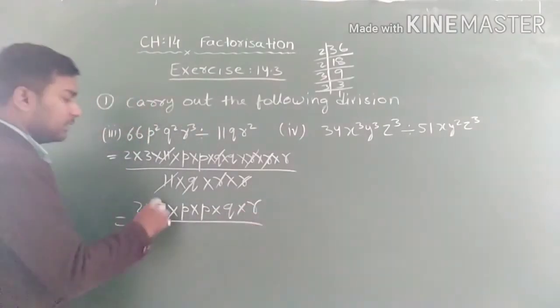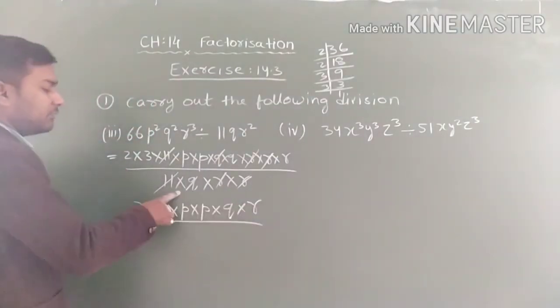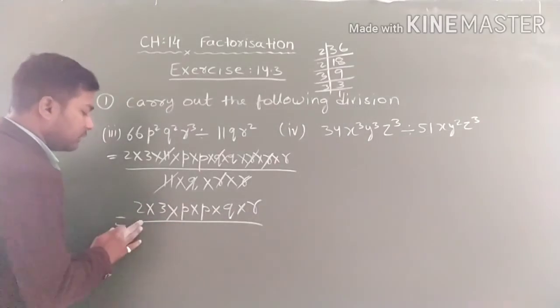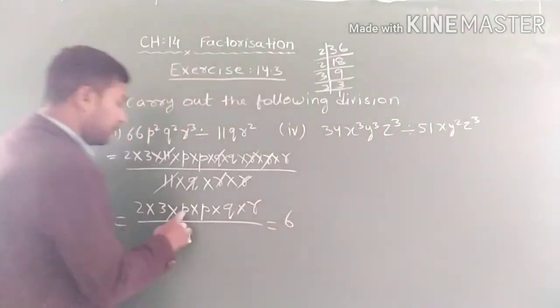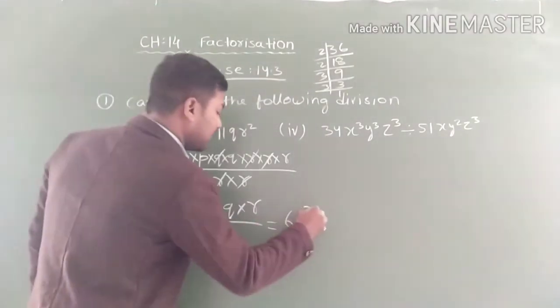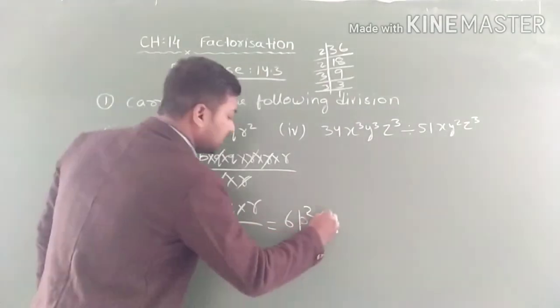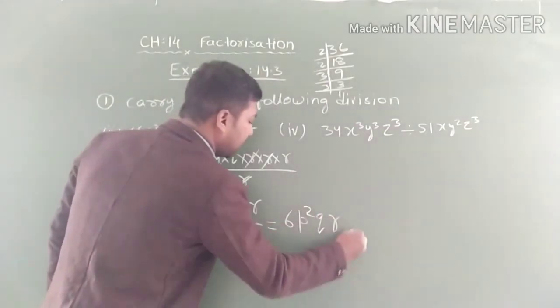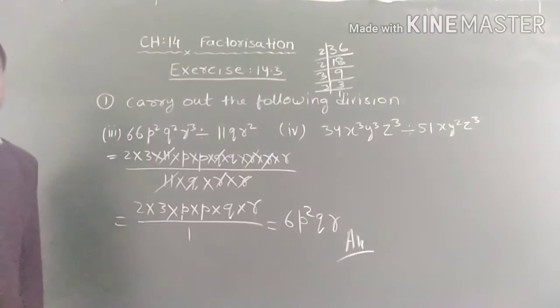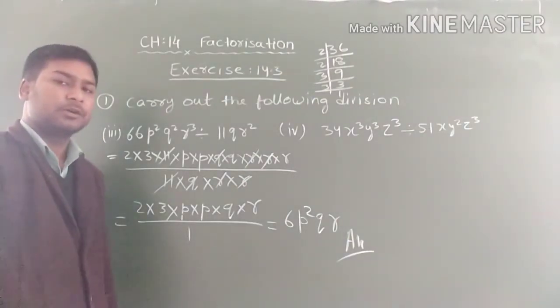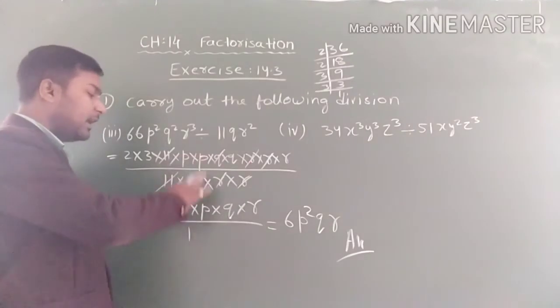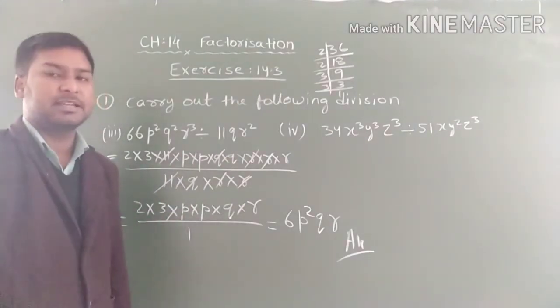Divided by, in the denominator, nothing is left here, so we can write 1 here. So 2 times 3 is 6, p into p is p square, and qr. So 6p square qr is the answer. It's very easy. First you have to write the factors and then it will ultimately cancel out.